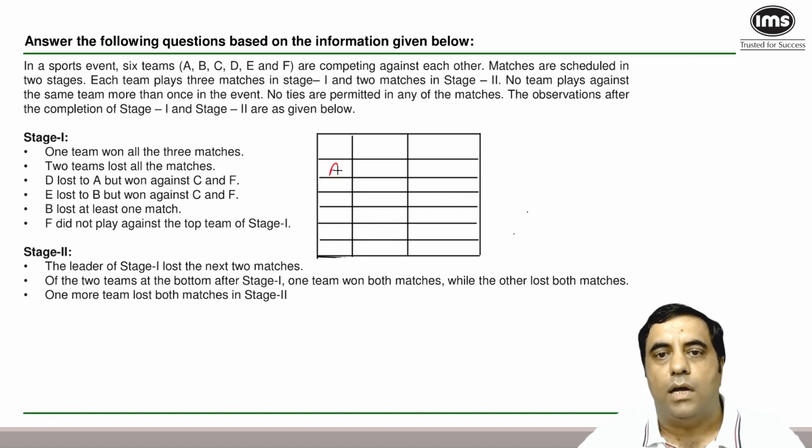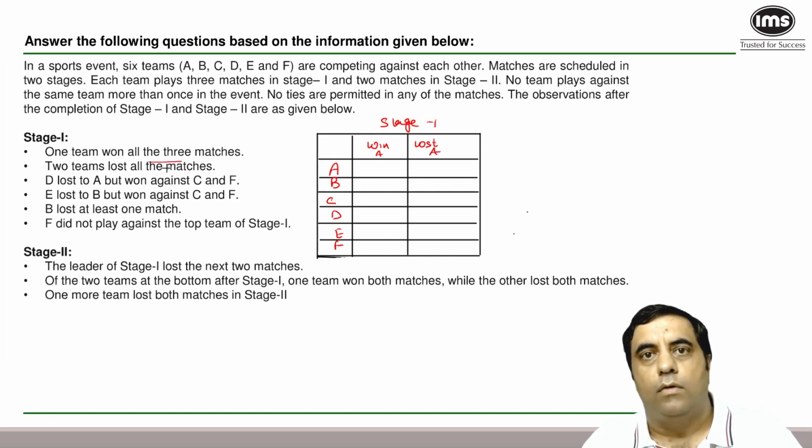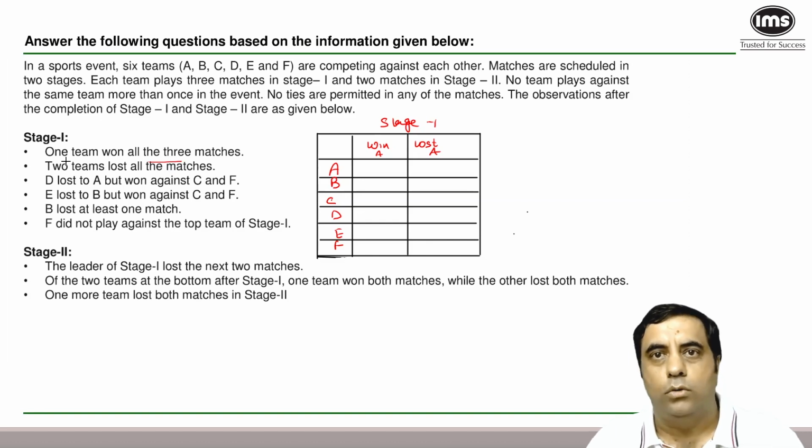So the 6 teams are A, B, C, D, E, and F. And for stage 1, we have wins against and losses against. Let's see. One team won all the 3 matches, so one of them has 3 wins in the first round. That means there's no loss. 2 teams lost all the 3 matches. Okay, so this is the information. We know that, but we cannot use it right now.